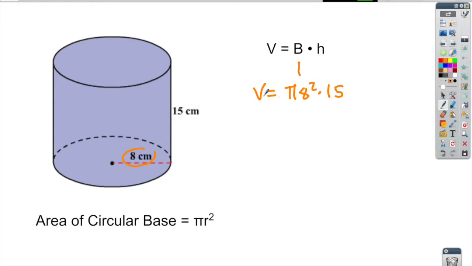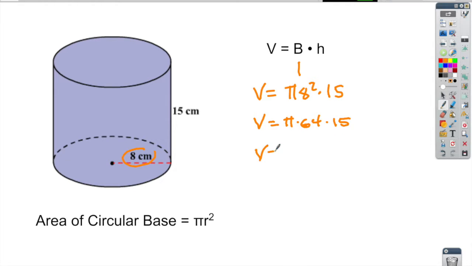All right, so now, here we just have to be careful. A lot of multiplication here, but also some exponents. We want to do the exponents first. That's just order of operations. So let's do volume equals pi times 64 times 15.